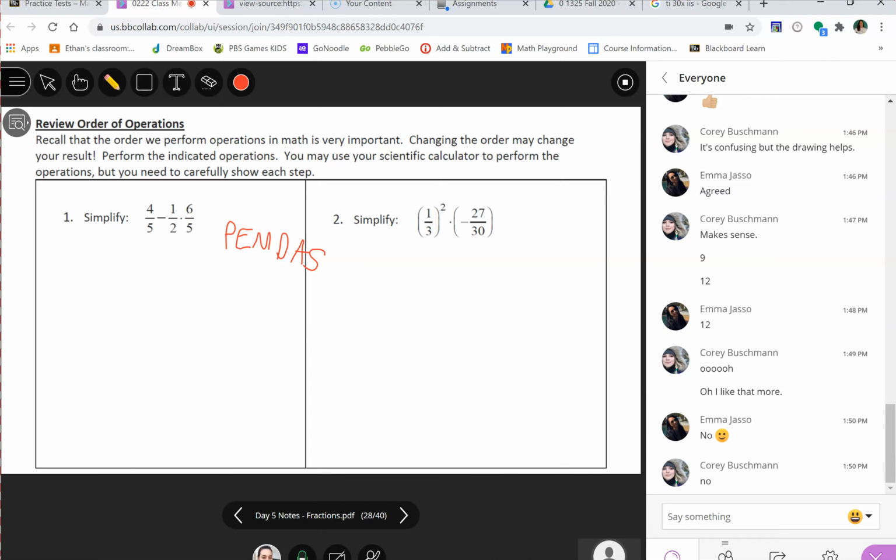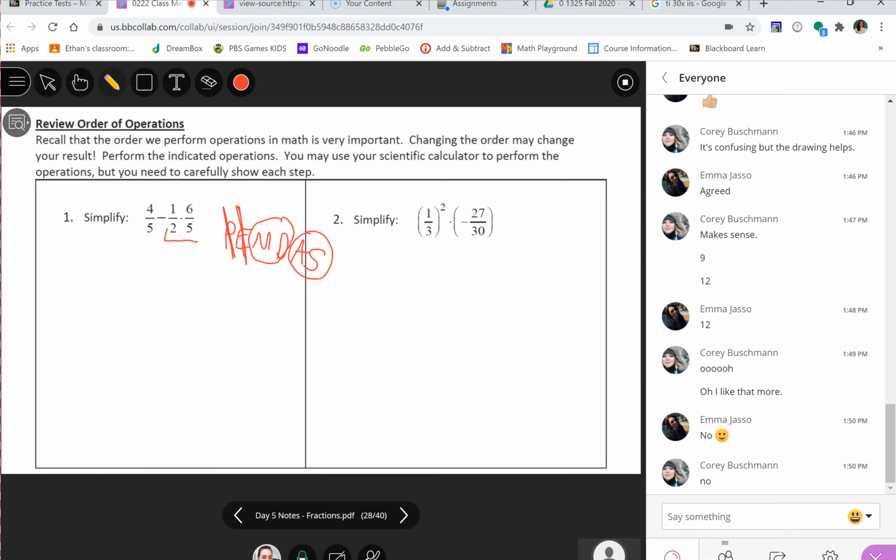So let's look at this. I have 4/5 minus 1/2 times 6/5. So I have to do the multiplication before I do the subtraction, right? Okay. So when I do that, I'm just going through my PEMDAS list here. There were no parentheses, there's no exponents. I'm going to multiply or divide before I add or subtract.